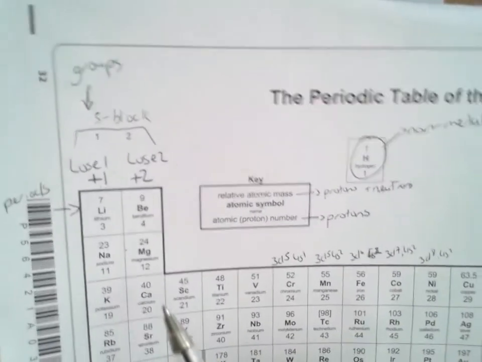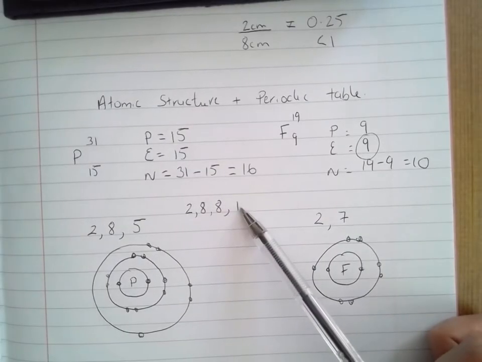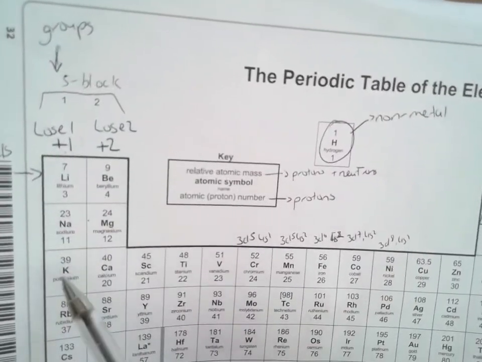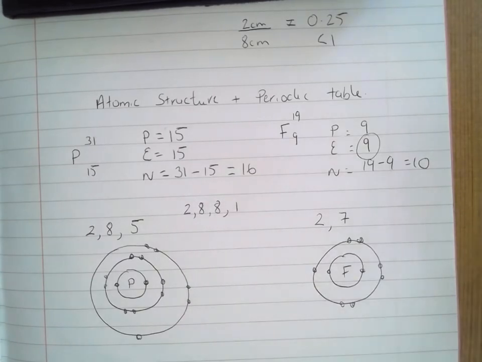And it fits the periodic table. Potassium's in group 1, so it should have 1 electron in its outer shell, and it does. It's in period 4, so it should have 4 shells, and it has 1, 2, 3, 4 shells. So I know I'm right.